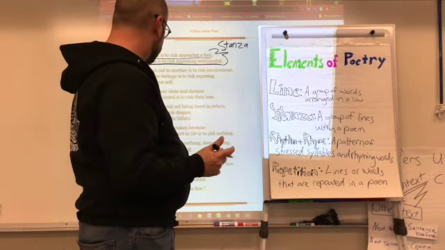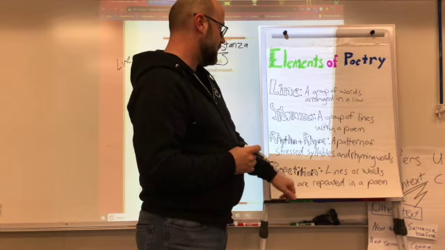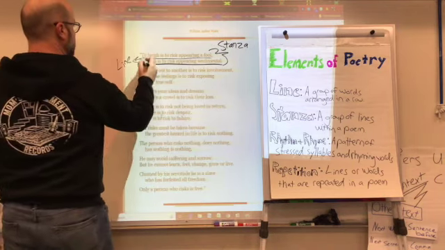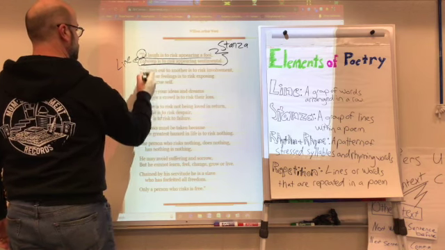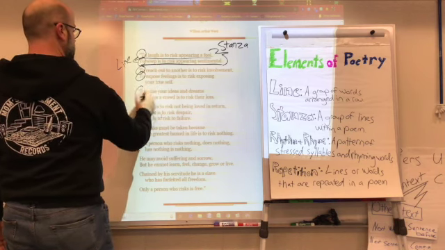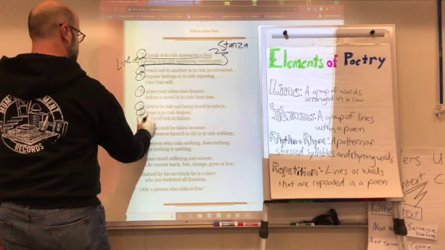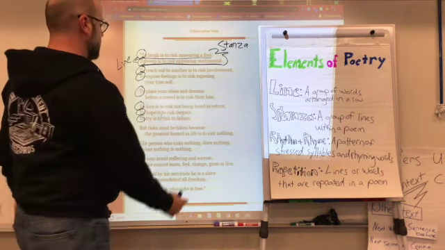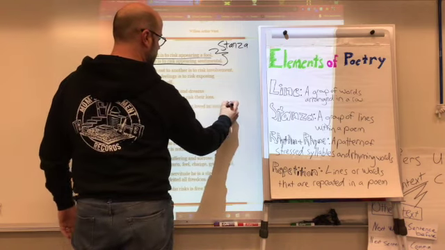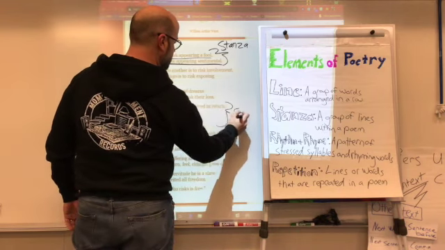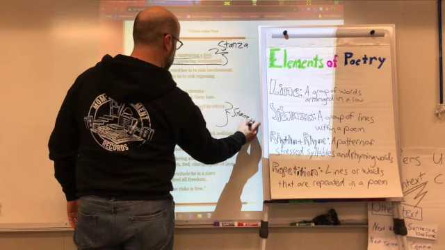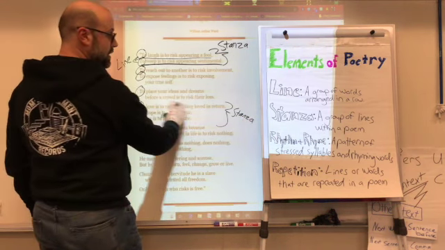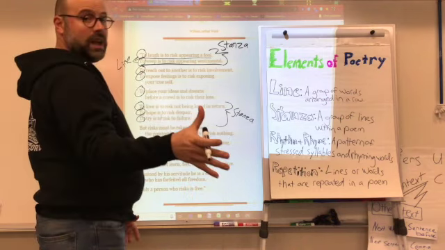And then the last thing here, repetition. Lines or words that are repeated in a poem. Well, I can go ahead and say there's two. The word two starts every line in every stanza up here. Remember, these are going to be stanzas because there's 1, 2, 3 lines right here. That forms a stanza, a group of lines.